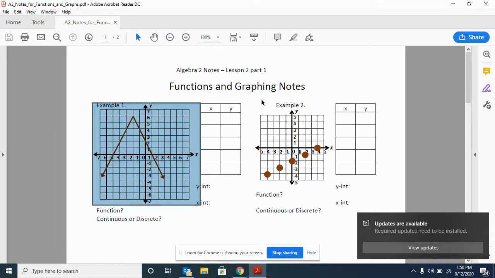All right, folks. So here we are again. Today's about graphing and evaluating functions and equations.